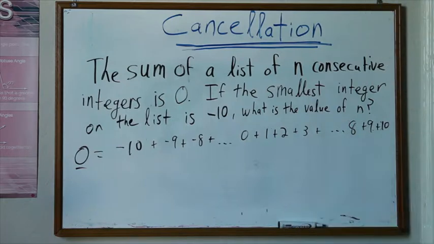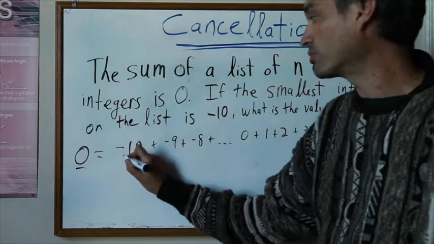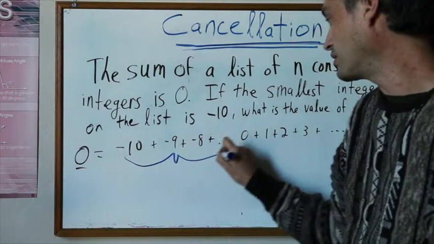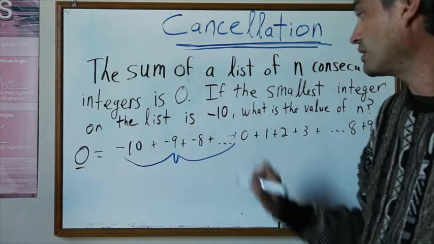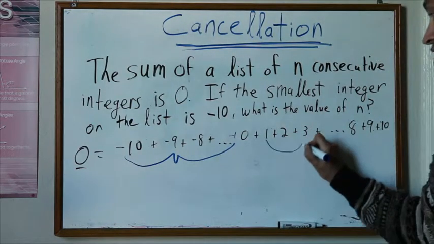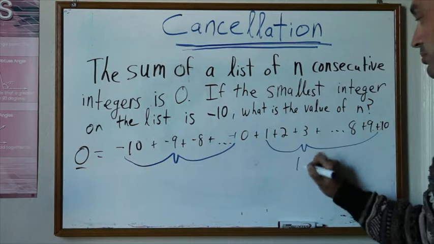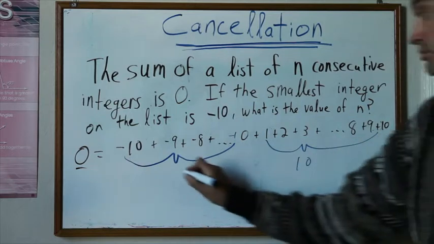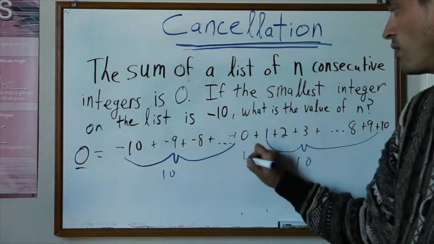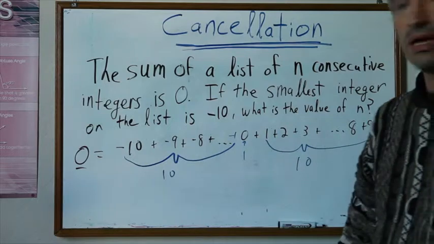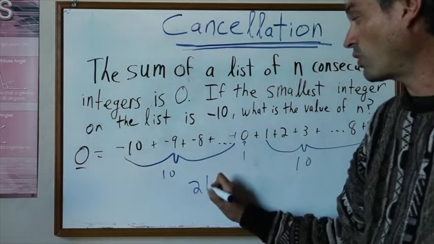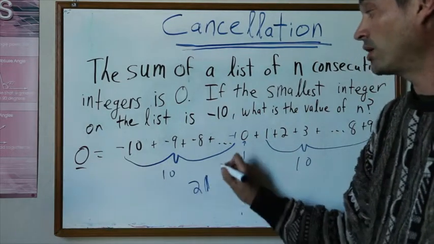Finally, we could go ahead and count up how many numbers are on the list. You'll see that there's 10 negative numbers ending at -1. There's 10 positive numbers ending at 10. And then don't forget about one number right here, 0. And you'll see that there's 21 integers in all on the list.